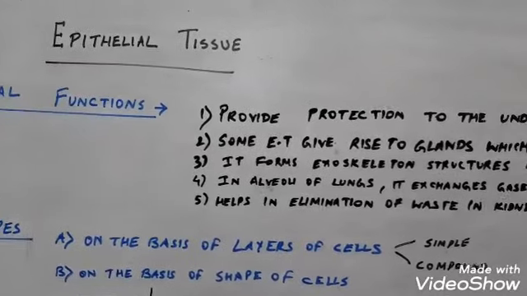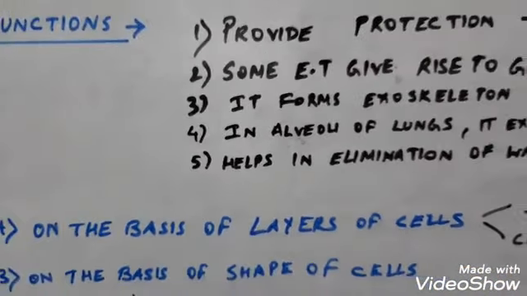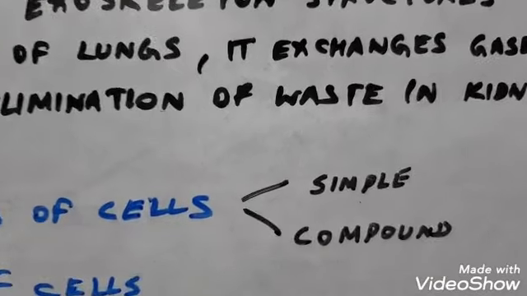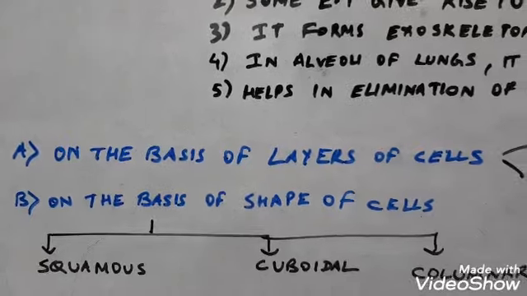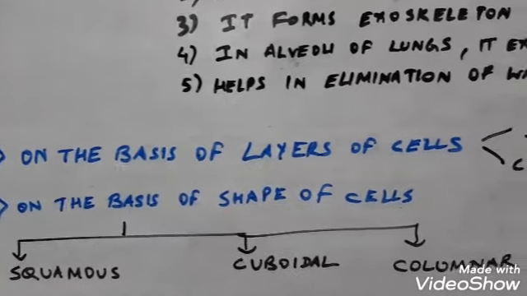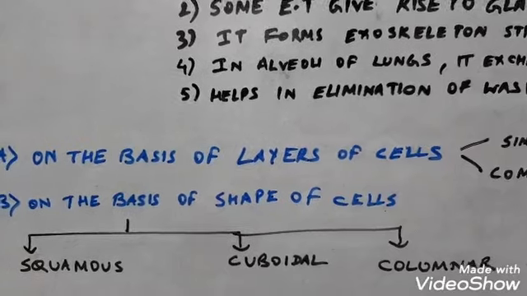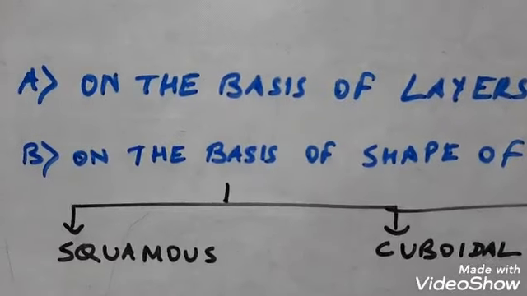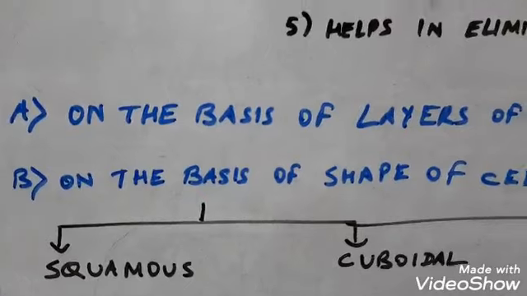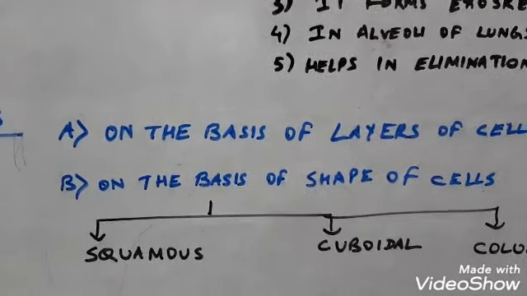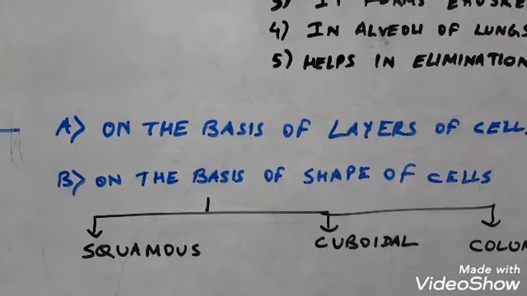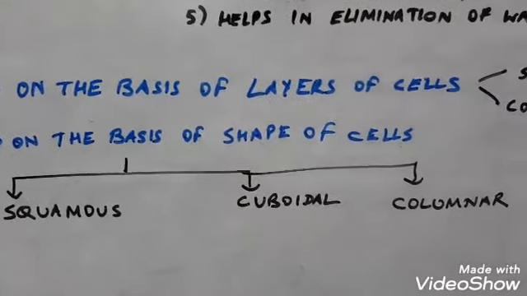Now the next topic about epithelial tissue is types. So what are the types of epithelial tissue? On the basis of the layers of cells, epithelia are divided into simple and compound. And on the basis of the shape of cells, the epithelia are divided into squamous, cuboidal and columnar. Now here I am going to describe the cell types of epithelium based on the shape, that is squamous. So let me describe squamous epithelium first. Then I will describe cuboidal, thereafter columnar.